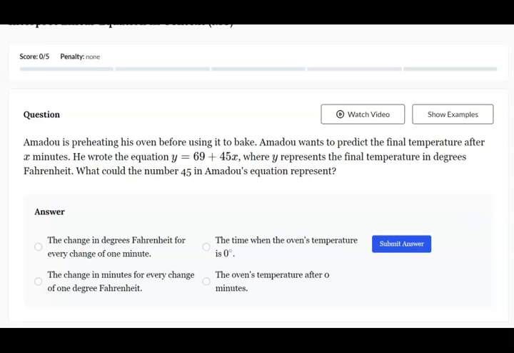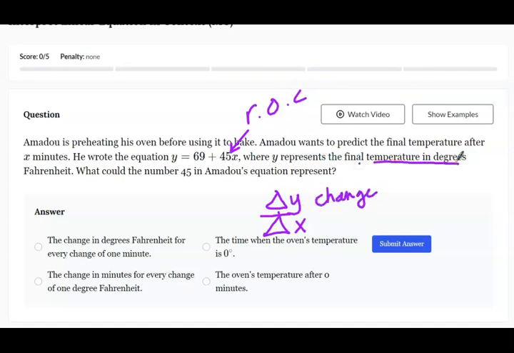All right, this is explaining meaning in context. So let's take a look here. What could 45 represent? Well, 45 in this linear function is the rate of change. And a rate of change is known as the delta y over the delta x. And y represents, well, delta means change in the final temperature, change in degrees Fahrenheit. And x represents minutes, so the change in minutes.